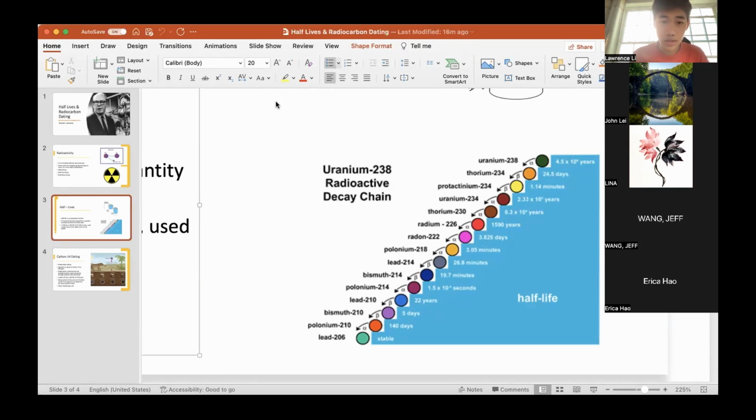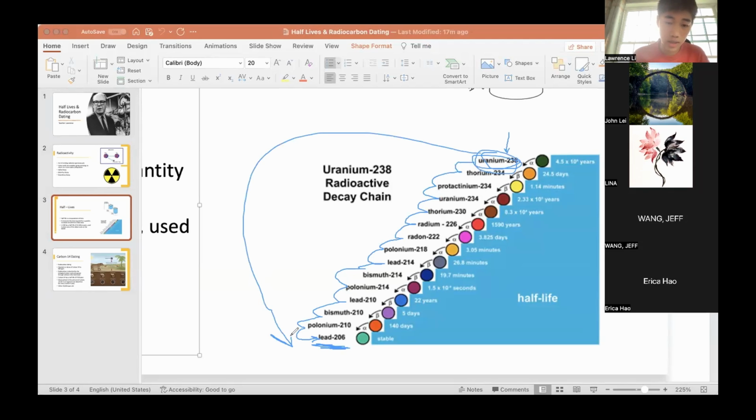It starts off as uranium-238. But as it goes, you can see it's losing protons and neutrons. As it continues to decay, eventually it stops at lead-206. Lead-206 is the stable form of uranium-238. Over time, given one half-life, half of uranium-238 will decay into lead-206. So that is the radioactive decay chain, and that is half-life.